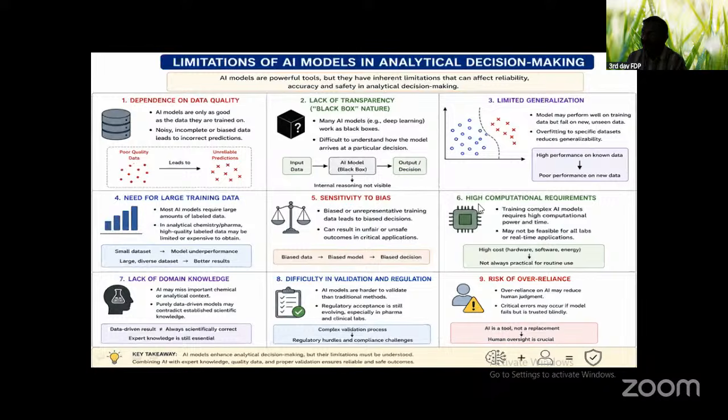Then the sixth limitation is high computational requirements. That means training complex AI models requires high computational power and time. Trained personnel are required, software is required, and hardware is also required.